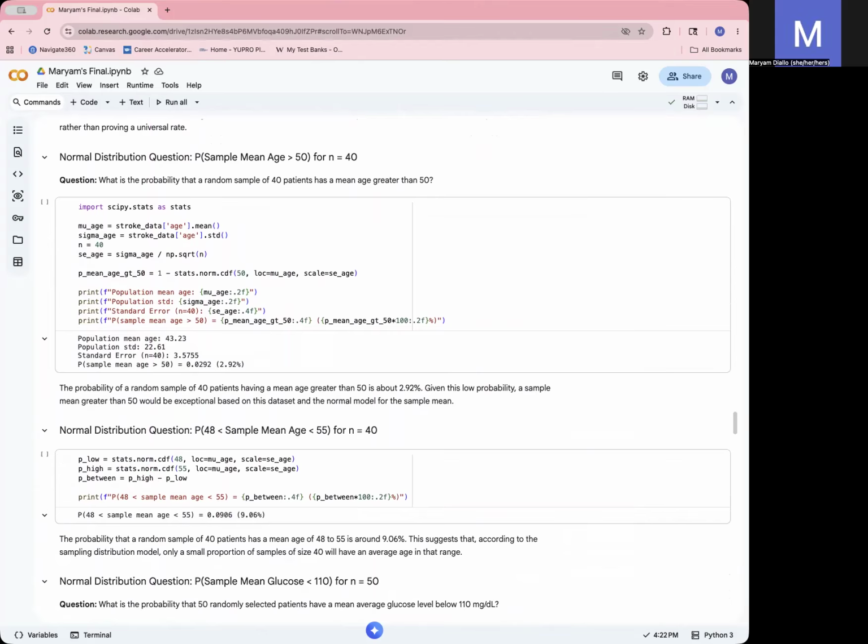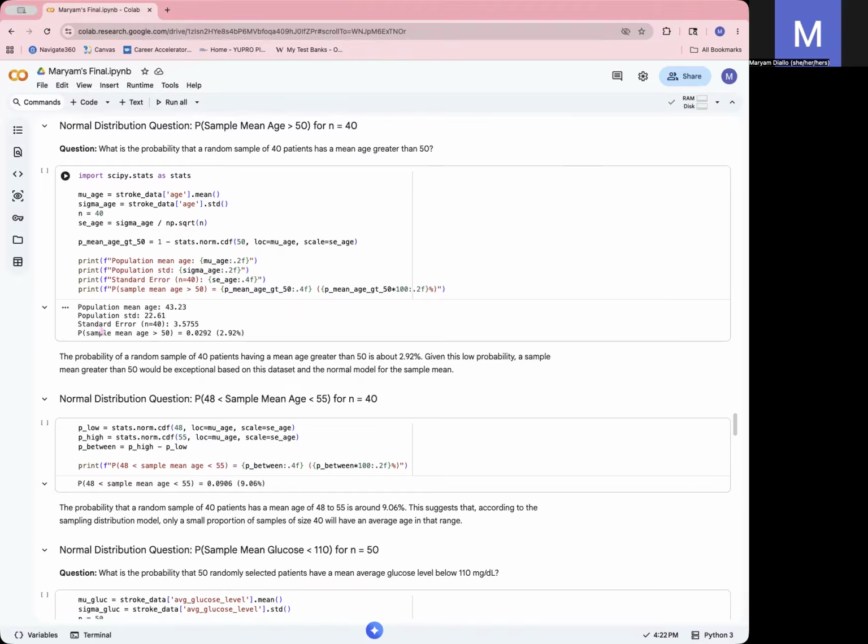Next, probability based on the normal distribution. I wanted to know what is the probability that a random sample of 40 patients has a mean age greater than 50? Since none of the columns were normally distributed, I had to use a sampling distribution for all three questions of this section. And the probability of a random sample of patients having a mean age greater than 50 is about 2.92%, which is low.